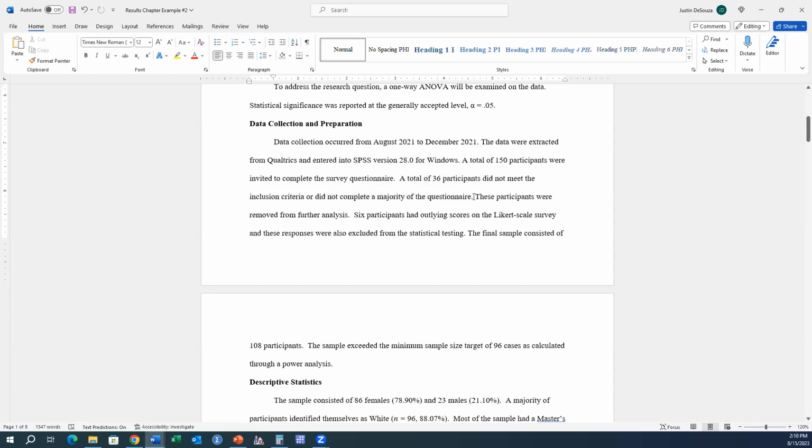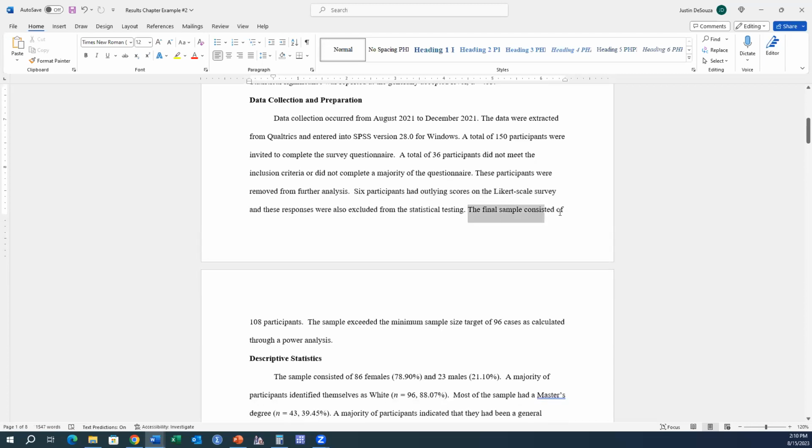And then discussing potential outliers. So if you had any extremely high or low values, you may want to remove those cases and then provide the final sample size for the research and compare that number to the power analysis or sample size calculation that was conducted in chapter 3 or your methodology. So in this case, the final was 108, which exceeds the minimum that we calculated, 96.